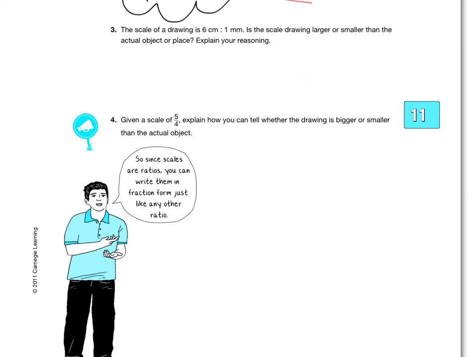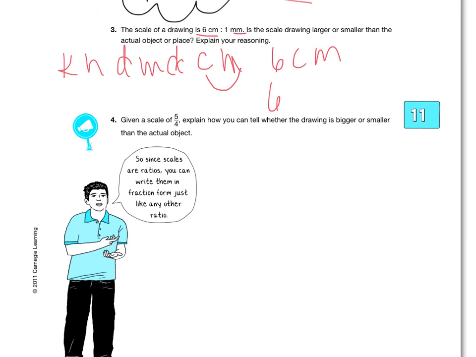So, is the scale drawing of 6 centimeters to 1 millimeter larger? Well, I know you all remember that King Henry died Monday drinking chocolate milk. Let's make him drinking a little larger. Centimeter to millimeter. So here we have 6 centimeters. So 6 to millimeters. We're going from centimeters to millimeters.